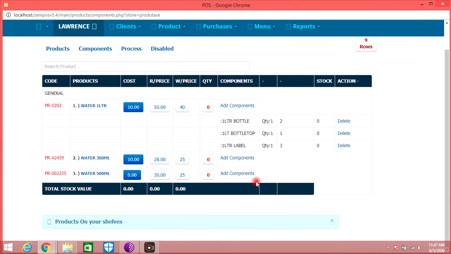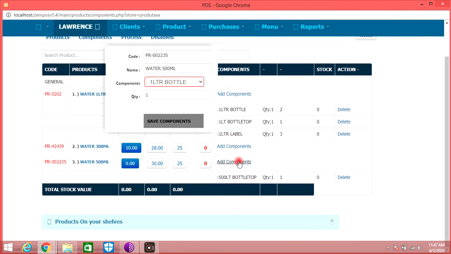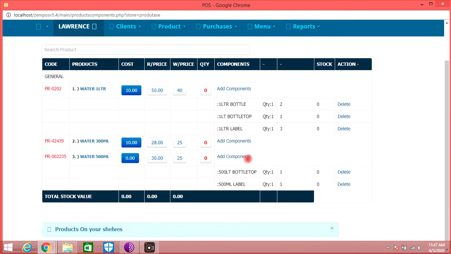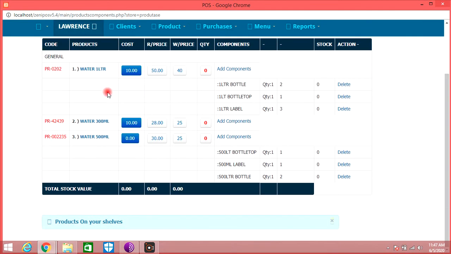So we also have 500 ml. Just for demo purposes, I'll add a few. We have the labels, which means for each 500 ml they use 1 bottle. This is the quantity of 1 bottle. So these are the components of 1 liter, and these are the components of 500 ml.